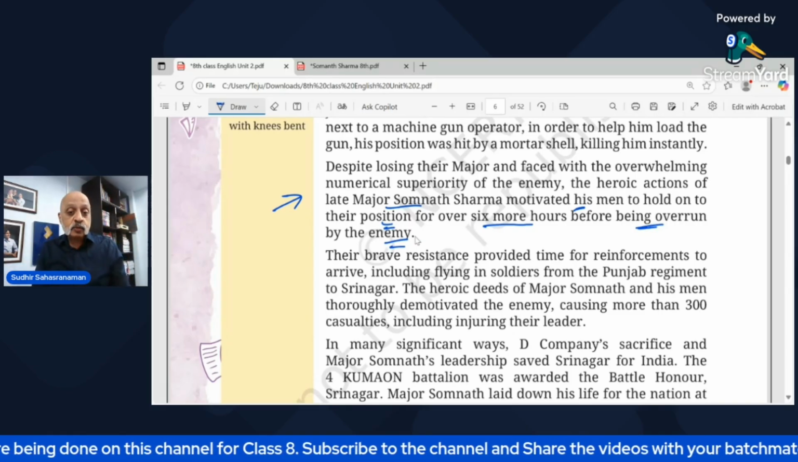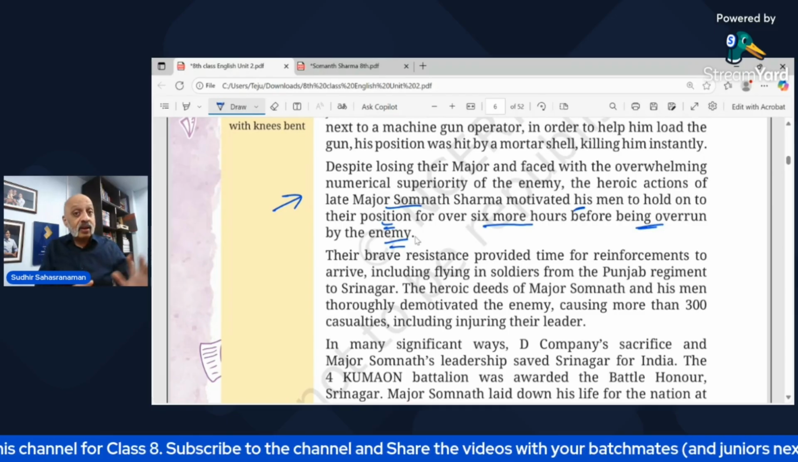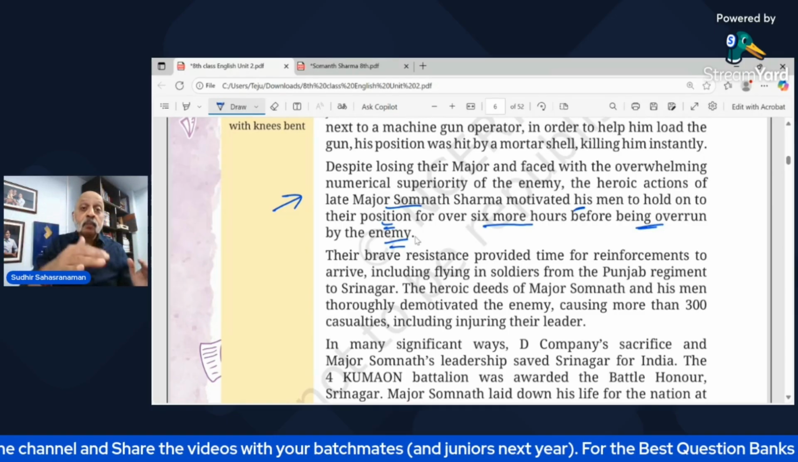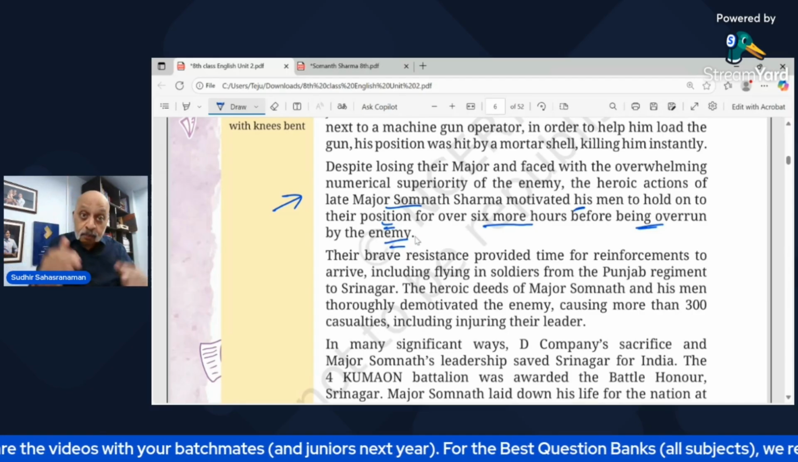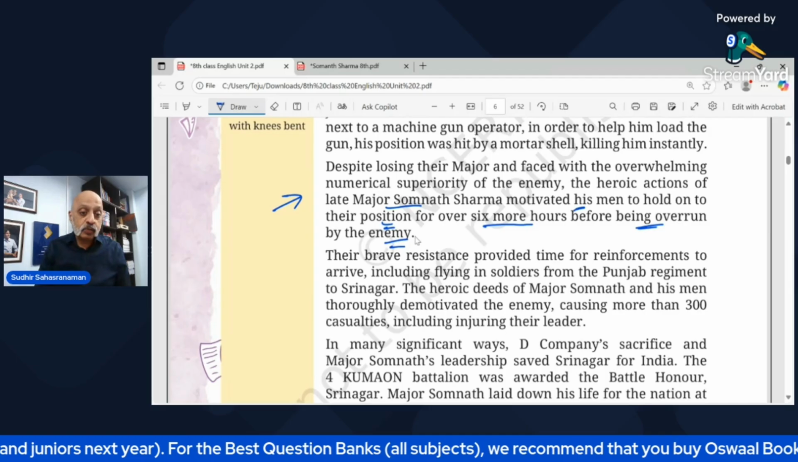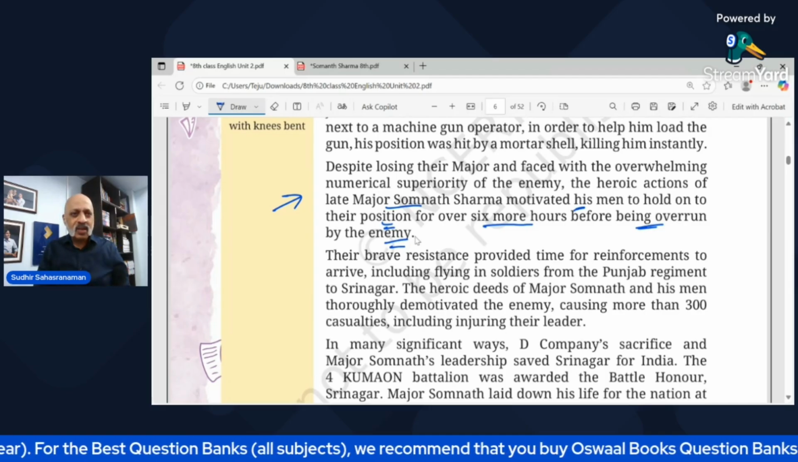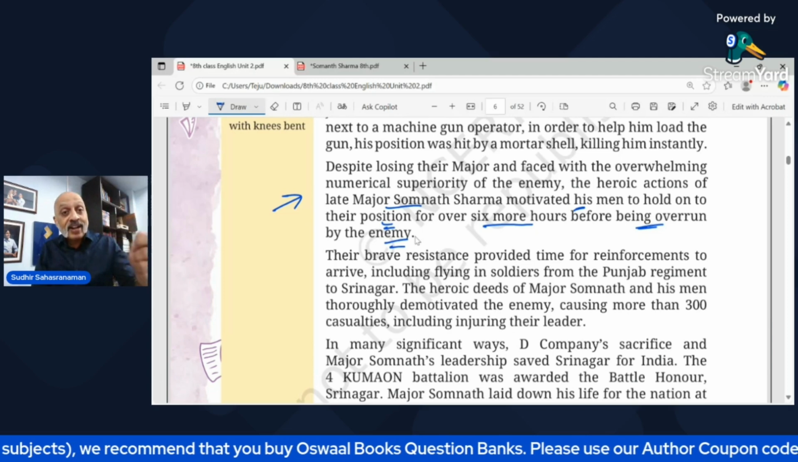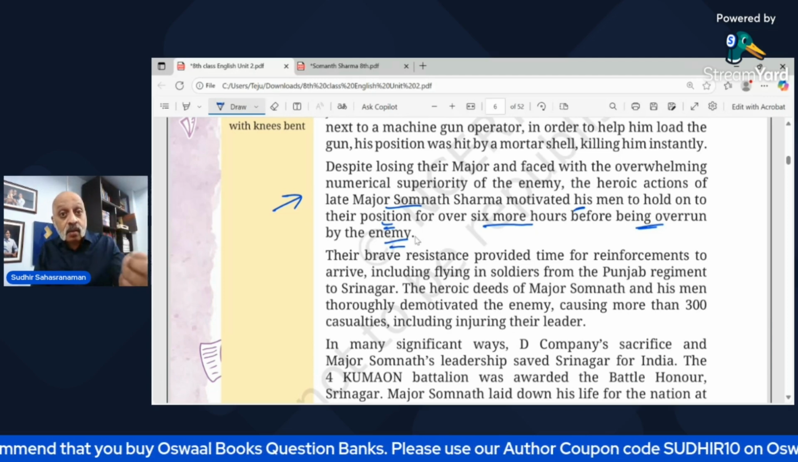Their brave resistance provided time, and that much time was enough for reinforcements to arrive from Srinagar, from different parts of Jammu and Kashmir, from Punjab into Srinagar. And the heroic deeds of Major Somnath and his men thoroughly demotivated the enemy. The enemy thought, what bravery, that they are not leaving, fighting to the last man and the last bullet, right?